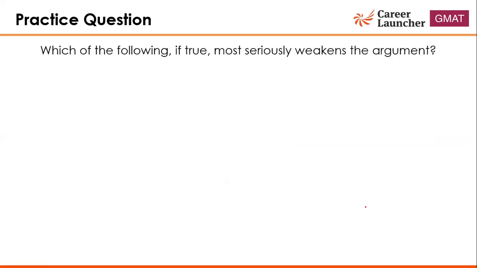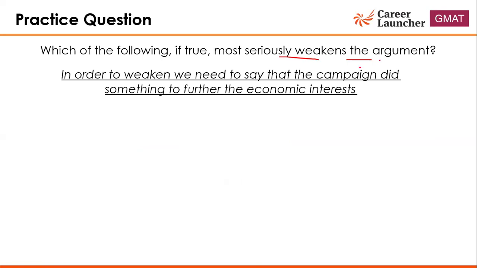Now, let's have a look at the question here. Which of the following most seriously weakens the argument? In order to weaken, we simply have to find an answer choice that would allow us to say that the campaign did something, right? Because if the conclusion is that the campaign did nothing, we simply have to find an answer choice that allows us to say that the campaign did something. We have to go against the conclusion of the author here, right?